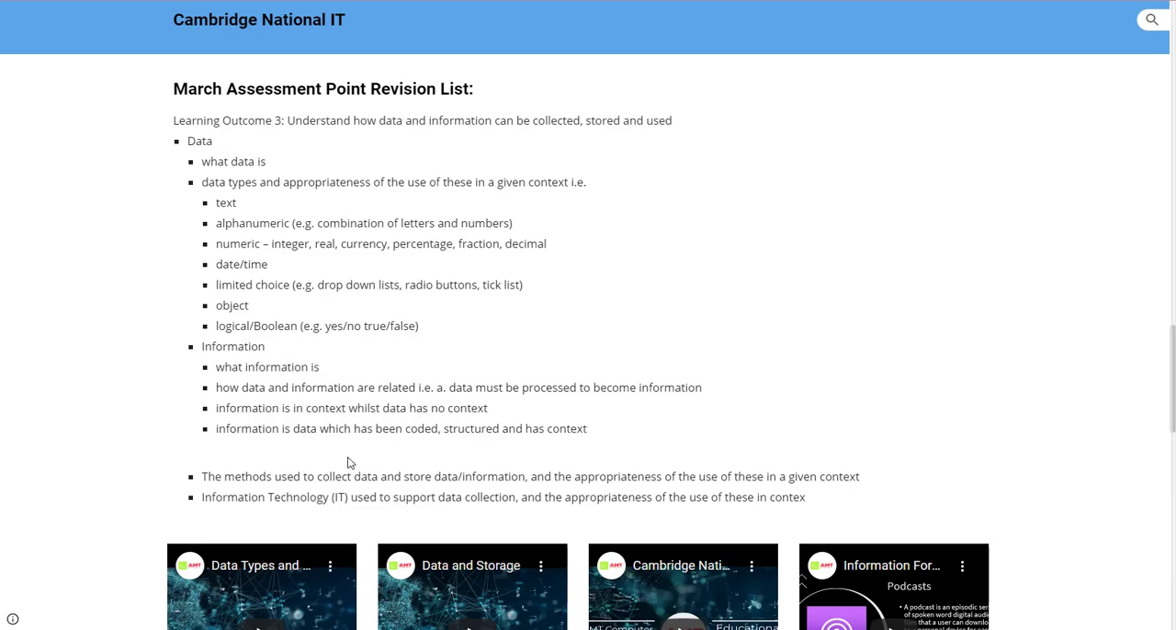You then also need to know about these two bullet points at the bottom. The methods used to collect data and store information and the appropriateness of each of these in a given context. So you need to be able to say, I think an interview would be the best method to collect this data and why. And you need to say, oh, actually, I think that a survey would be the best way to collect data for this scenario and why.